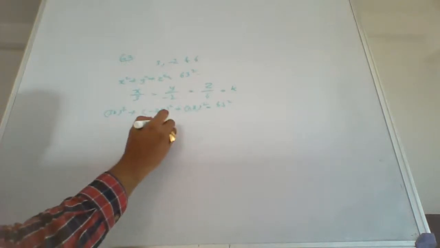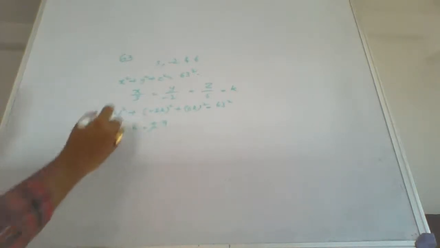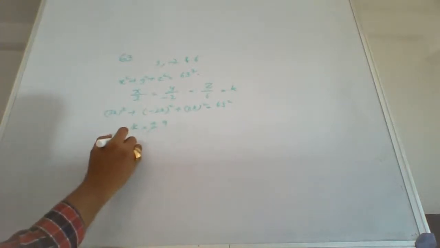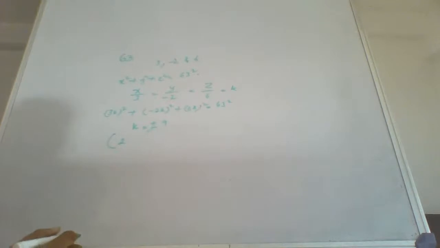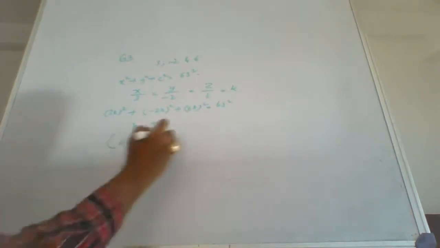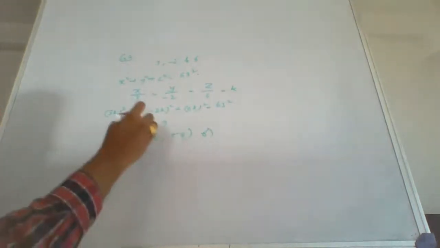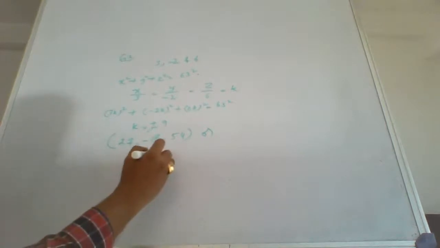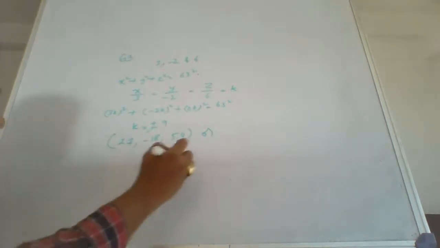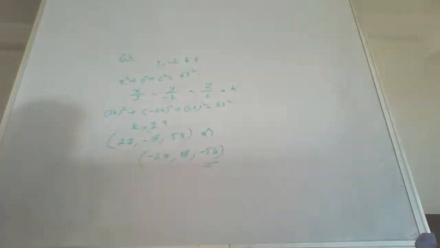Once you have the values, the corresponding components would be: if I multiply by positive 9, I get 27, 18 and 54. Or if I substitute minus 9, it is minus 27, minus 18 and minus 54. So this is the solution for that.